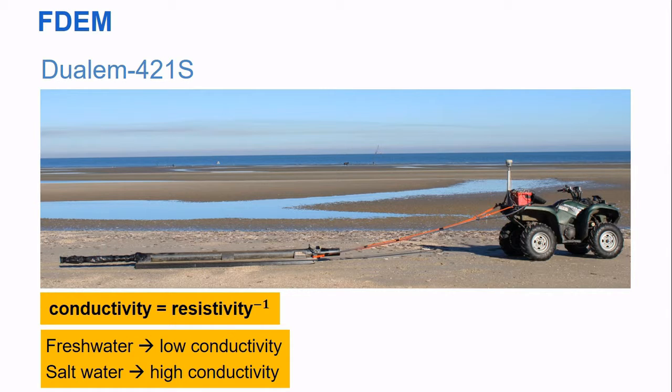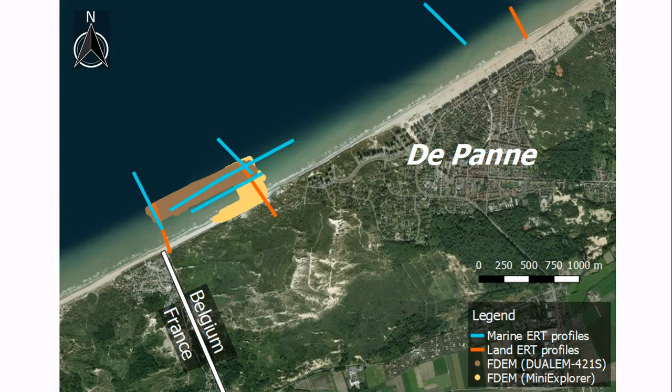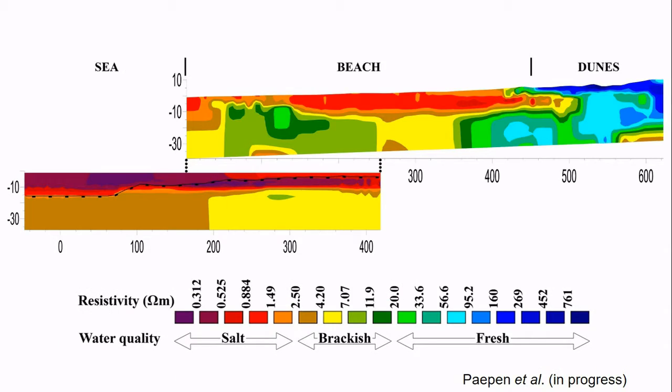Now I'm going over some of the results. First, let's look at the Westhoek. We have the Westhoek Nature Reserve, west of the Pannen. First I will highlight the area halfway between the city and the border. There we have two ERT profiles. The top one is the land ERT profile, and the other one is the marine ERT profile.